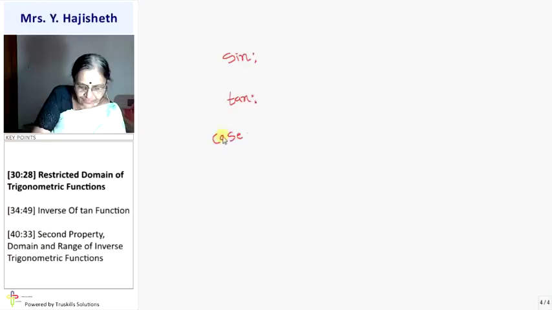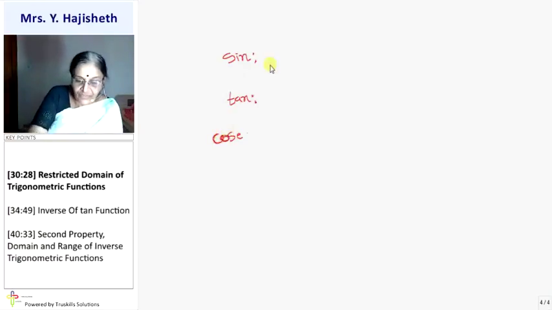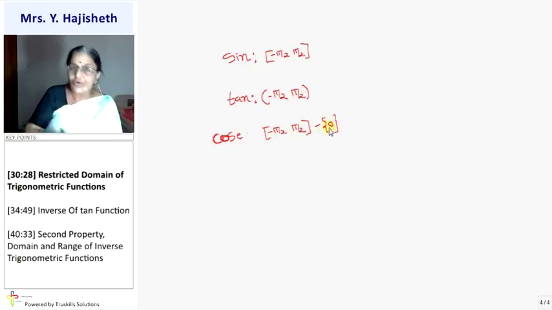Cosec are very close to each other. Restricted domain of sine is closed interval minus pi by 2 to pi by 2, while restricted domain of tan is open interval minus pi by 2 to pi by 2. And restricted domain of cosec is closed interval minus pi by 2 to pi by 2 minus set containing 0, because sine 0 is 0, cosec 0 is not defined. Are you clear?